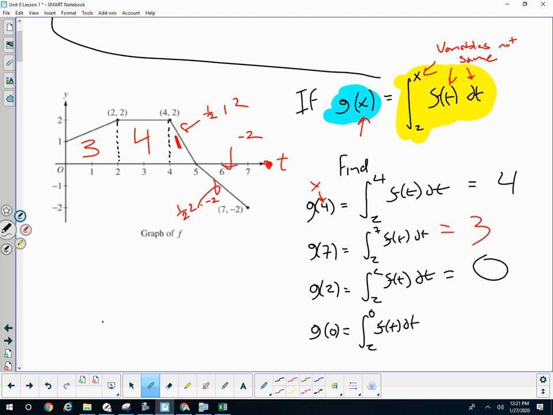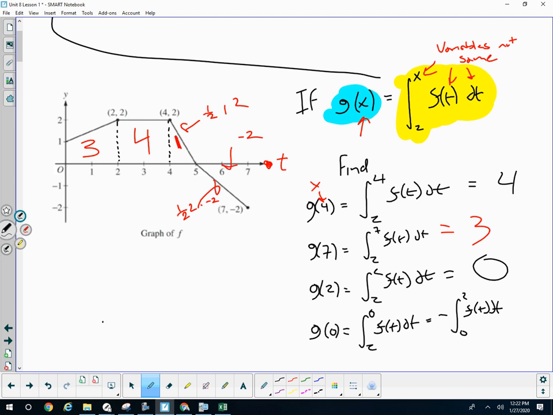Okay, 2 to 2, I have no width. My area is 0. 2 to 0, my advice: order matters. Go ahead and just say, you know what, I'm just going to take the opposite of my integral from 0 to 2. I'm going to find my area from 0 to 2 and take the opposite of it.